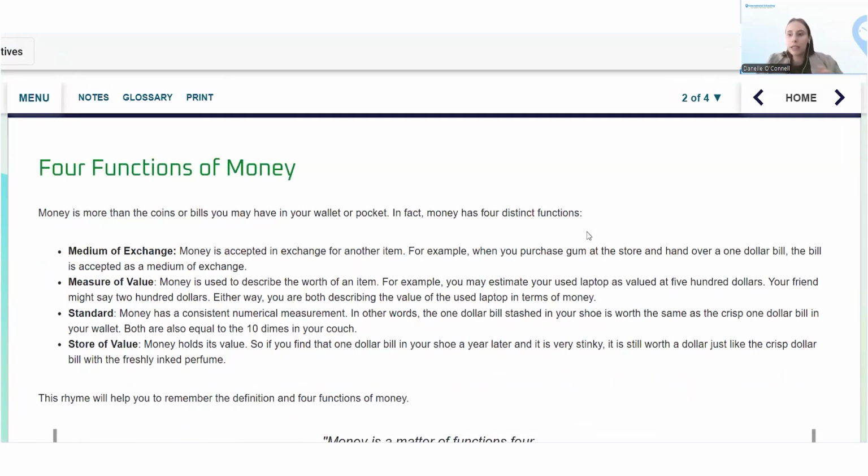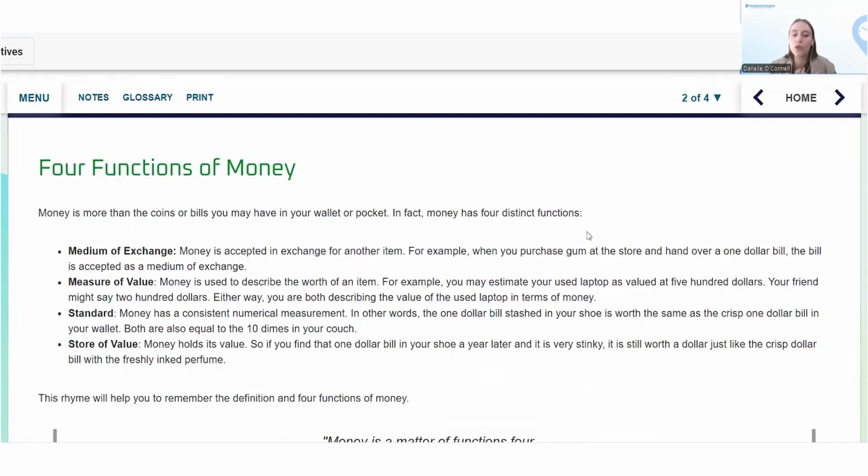So first and foremost, what are the four functions of money? Firstly, it's a medium of exchange. Money is accepted in exchange for another item. If you purchase gum at a store, you hand over your $1 bill, and that is seen as your medium of exchange.